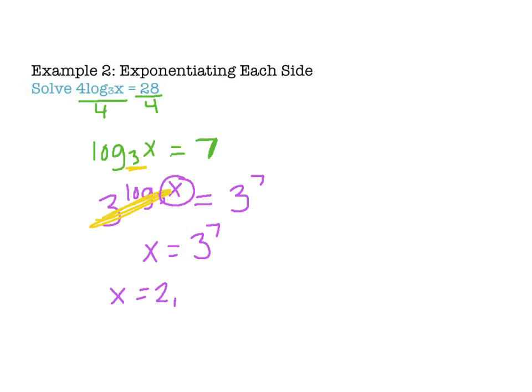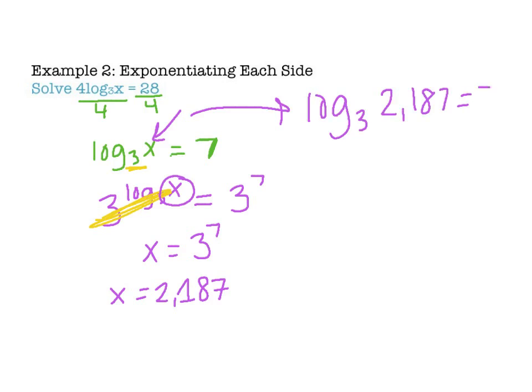2,187. Now, I want to make sure that this is correct, so I want to put that 2,187 in for this x, and think about logarithmic notation that we were talking about with the last lesson. I would have log base 3 of 2,187 equals 7. If I rewrite that to exponential notation to check myself, I would say 3 to the 7th power is that 2,187. Yes, so this answer is absolutely correct.